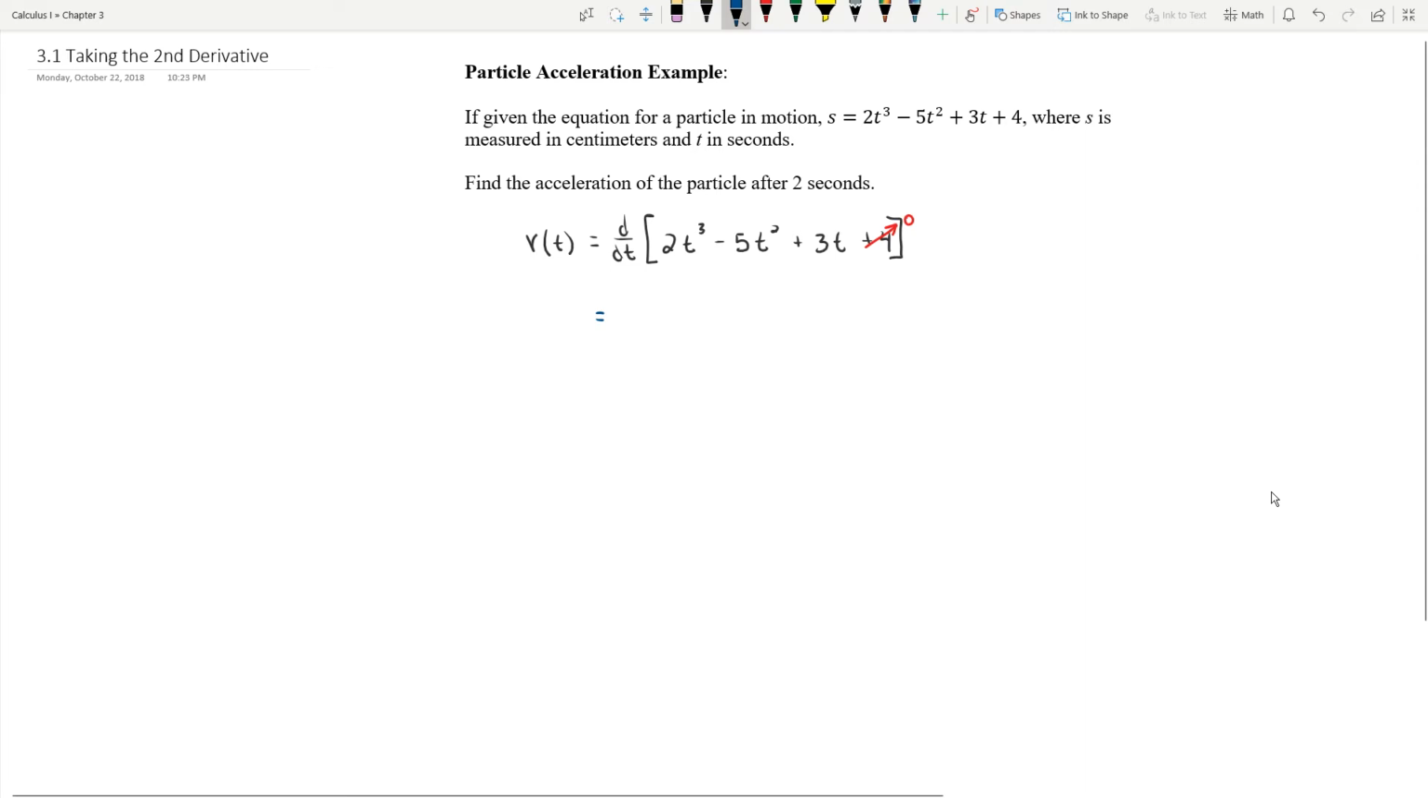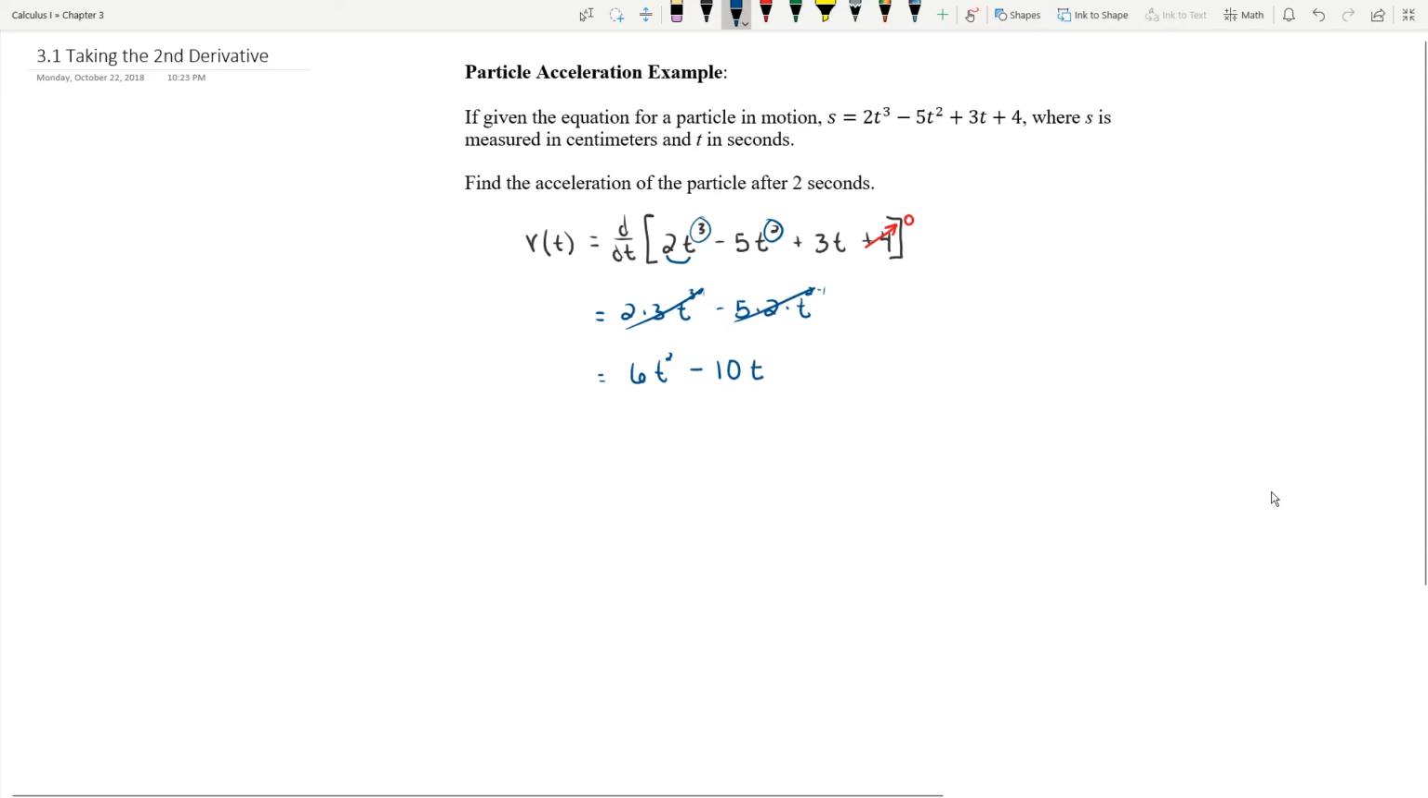So we're going to have 2 times t to the third. That's going to become 2 times 3 times t to the third minus 1, and that gives us 6t to the second, minus the next one, which is 5t to the second. So that's going to be 5 times 2 times t to the second minus 1. So that gives us 10t to the first.